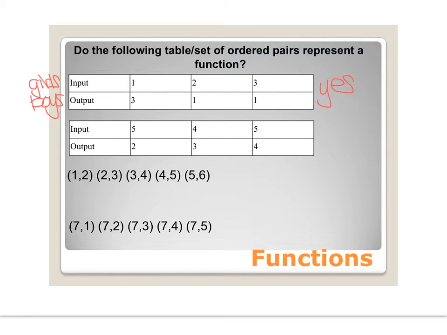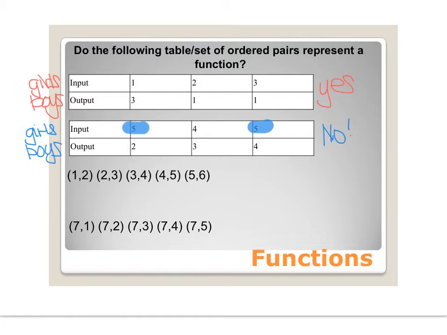Let's look at the same thing with our next input-output table. Again, girls are always the input, the boys are the output. Go across. Are any girls repeated? Hopefully you're saying, uh-oh, 5 is repeated. So is this a function? No. We talked about in class, just as a refresher, and for those of you who weren't here when we learned this lesson, if the girls are cheating, not a function.